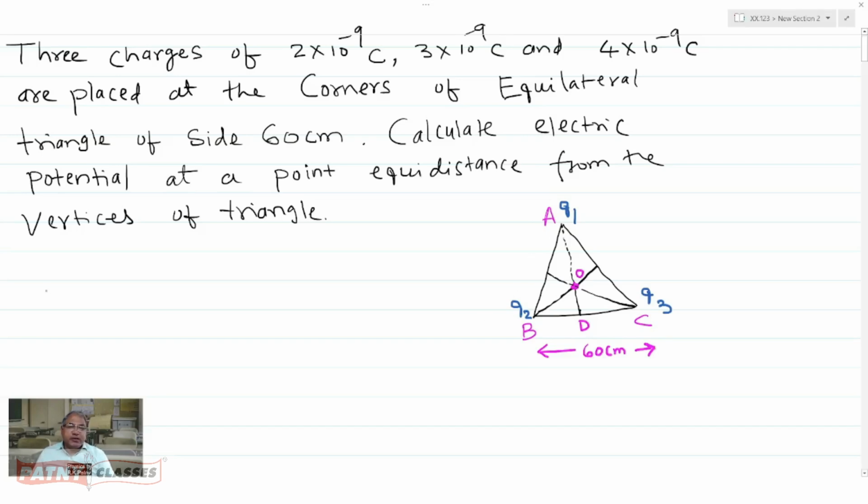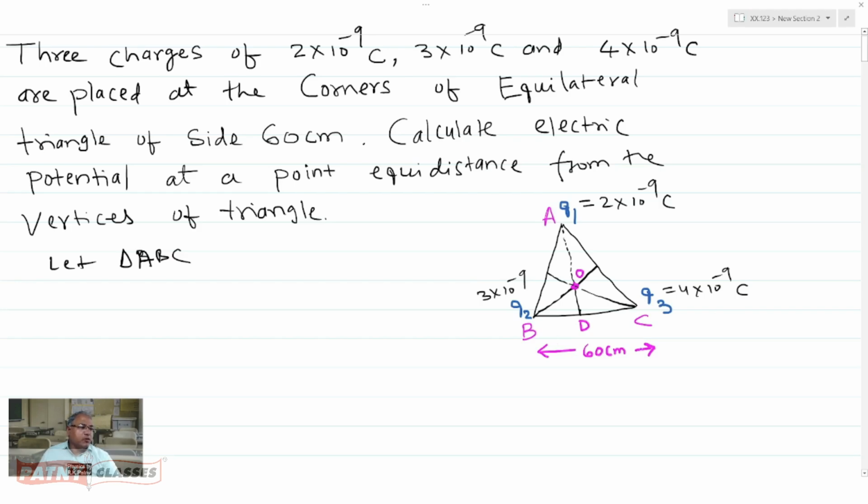Let the triangle ABC, and at A the charge Q1 is placed, at point B the charge Q2, and at the vertex C the charge Q3 is placed. What is the Q1 value? 2 into 10 raised to minus 9 coulombs. What is the Q2 value? That is 3 into 10 raised to minus 9 coulomb. And what is the Q3 value? 4 into 10 raised to minus 9 coulombs.